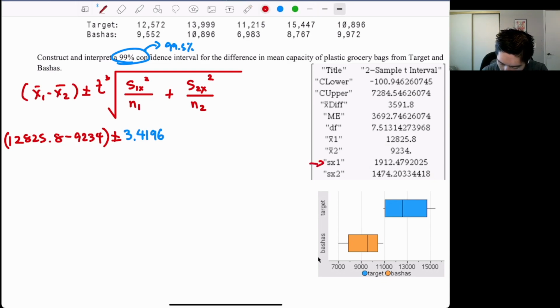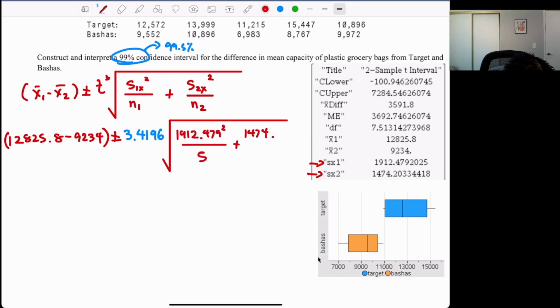Now that we have our critical value, we can finish off the equation. We have our standard deviation 1, standard deviation 2, and our sample size for both of them was 5. So let's fill that in. Remember, the likelihood of you making a mistake typing this is actually quite high. Just a calculator error, you'd miss a single digit. So remember, our calculator did everything for us.